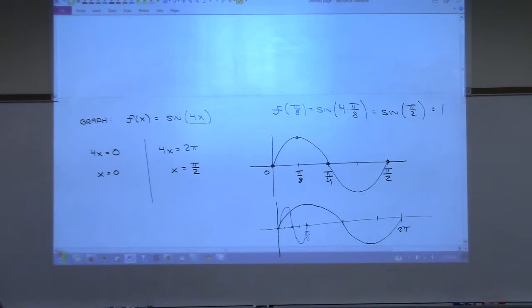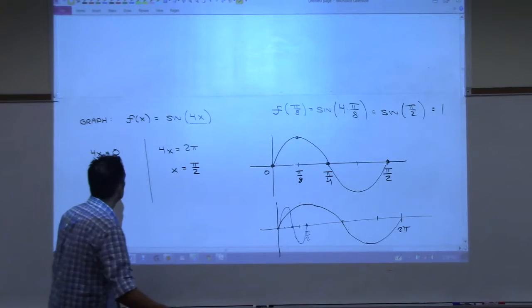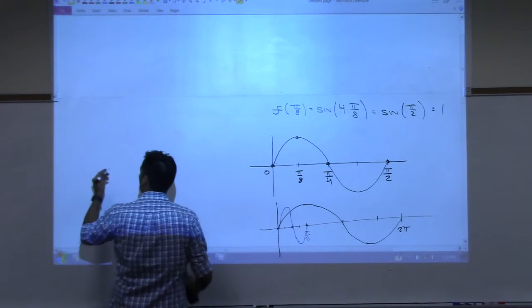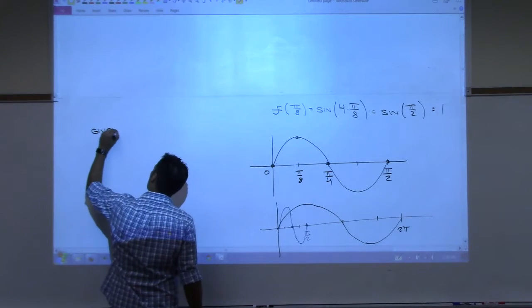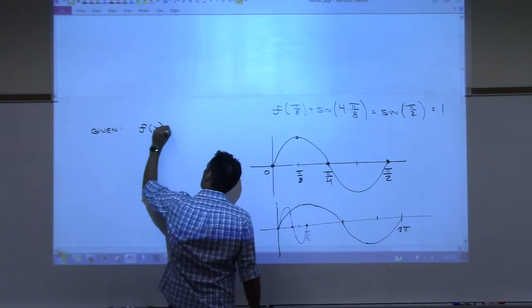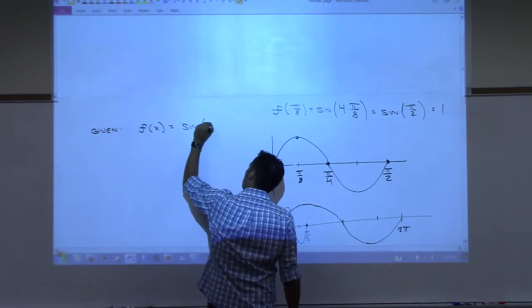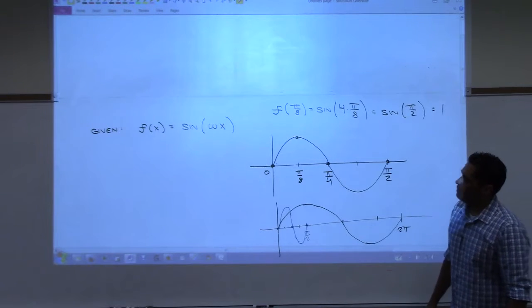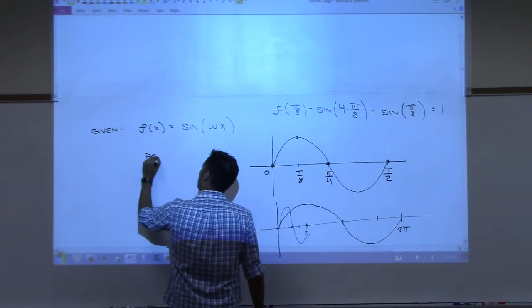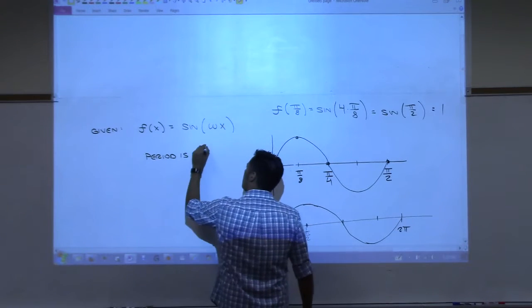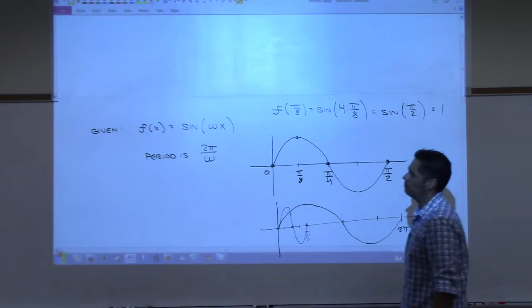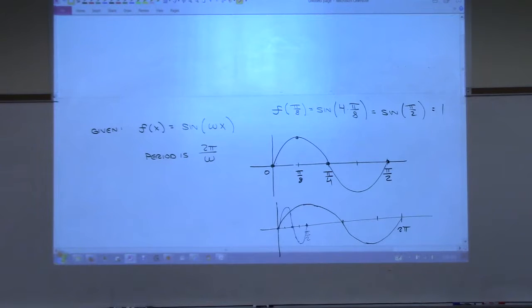So it'd be nice maybe if we had a little formula that told us how that number affects it. We do. So note, given f of x equals sine of omega x, the book wants to use omega, the period is 2 pi over omega. Whatever that number is in front of the x, you take 2 pi and divide it by that, and that's the new period.